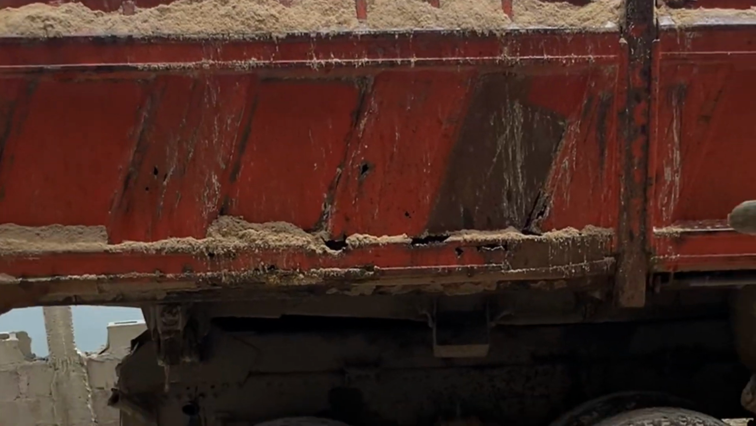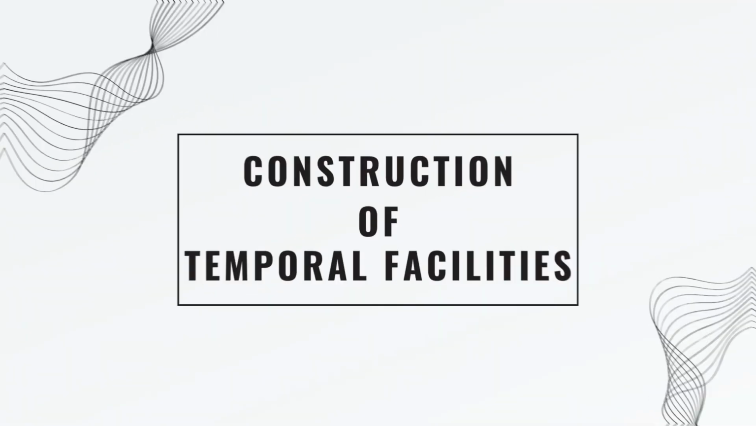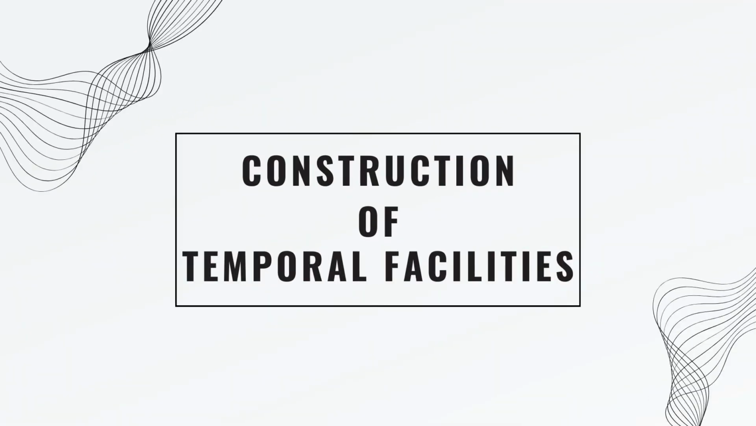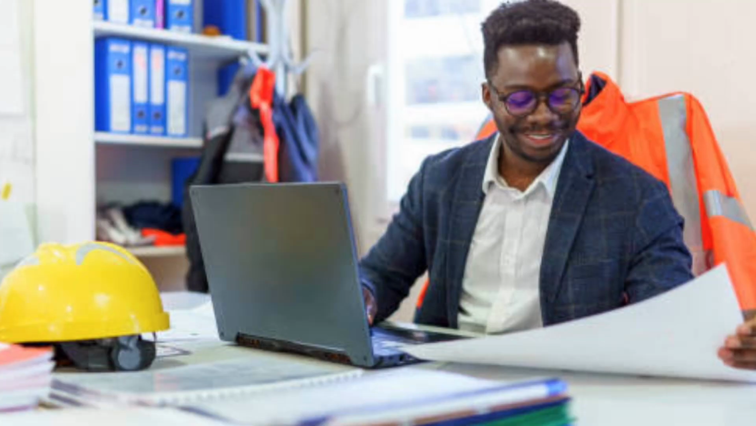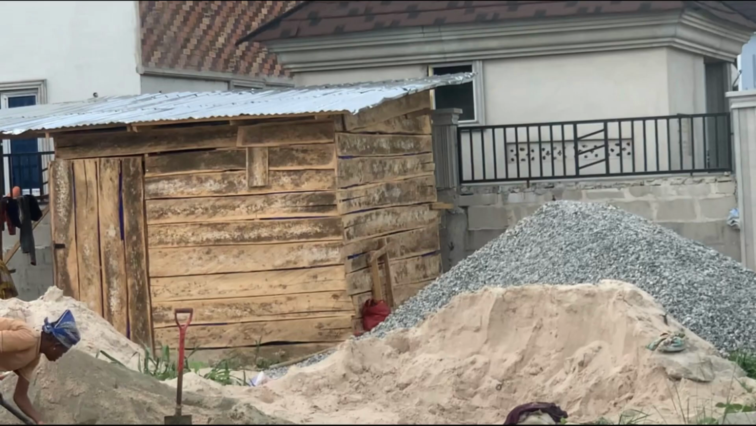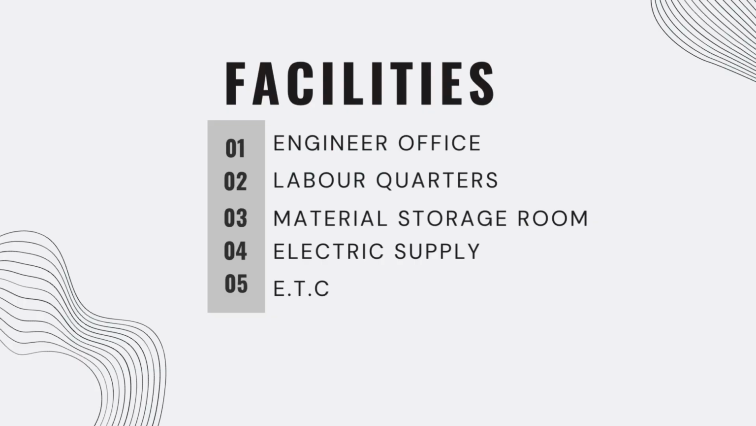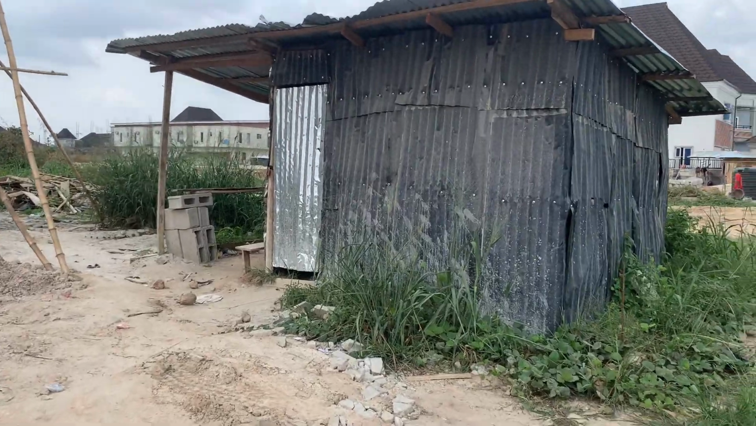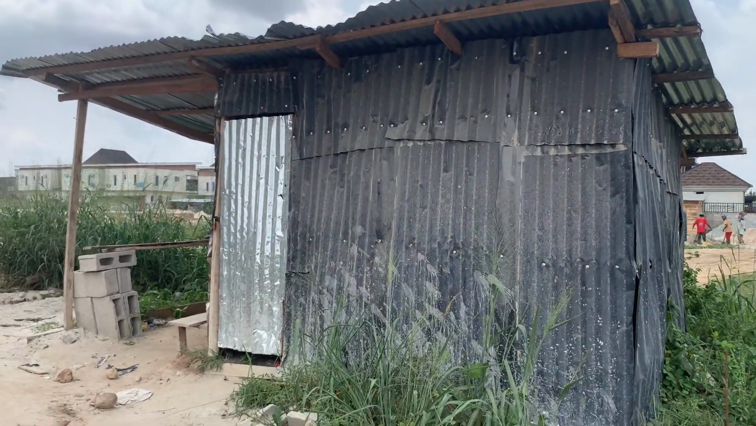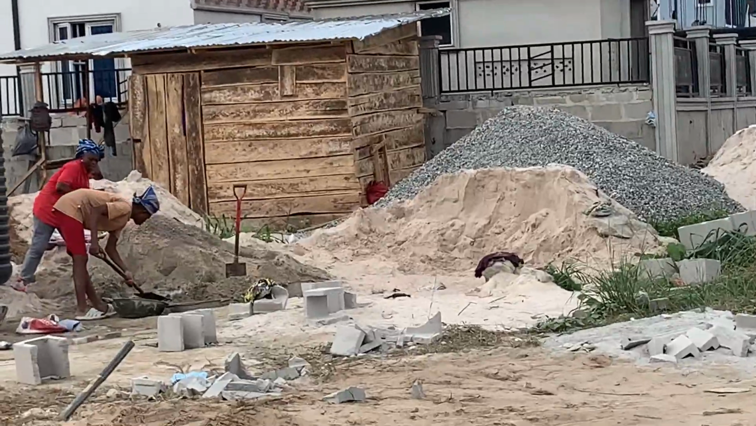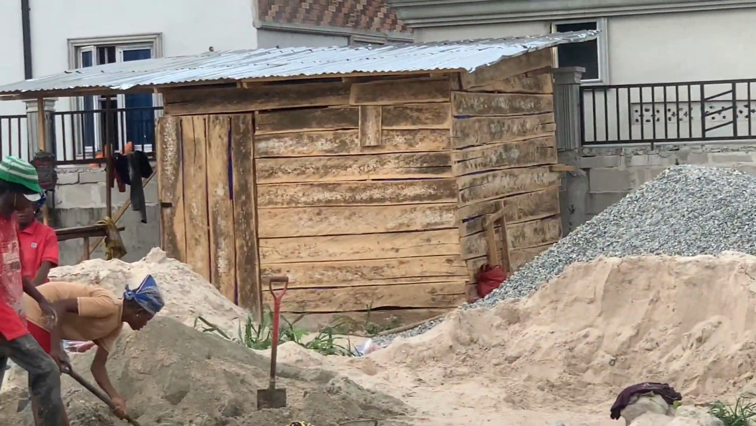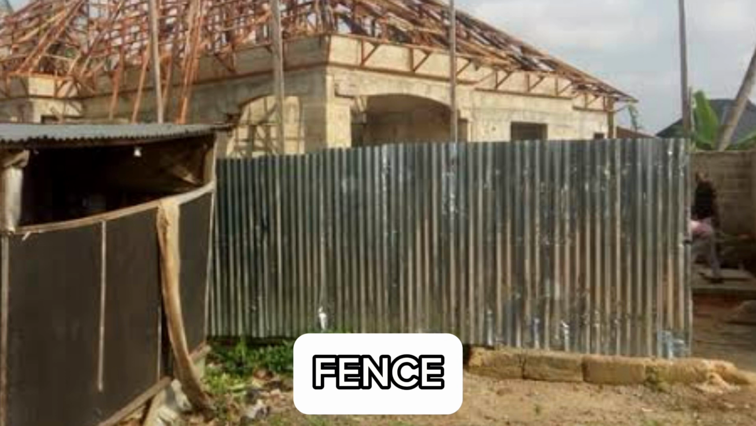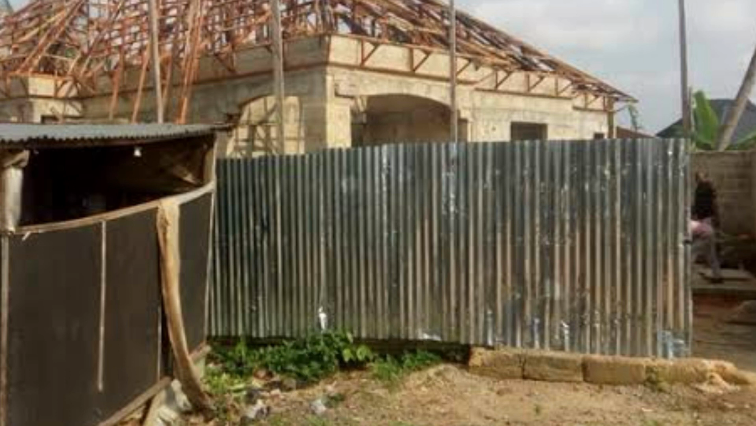The next we're going to be discussing today is the construction of temporary facilities. The temporary facilities such as engineer office, labor quarters, material storage room, and electrical supplies and other related facilities should be constructed prior to the start of work. And you can actually use this for your smaller projects, because it's quite economical. Please note, as you're constructing this temporary facility, do construct a fence. This will create closure.